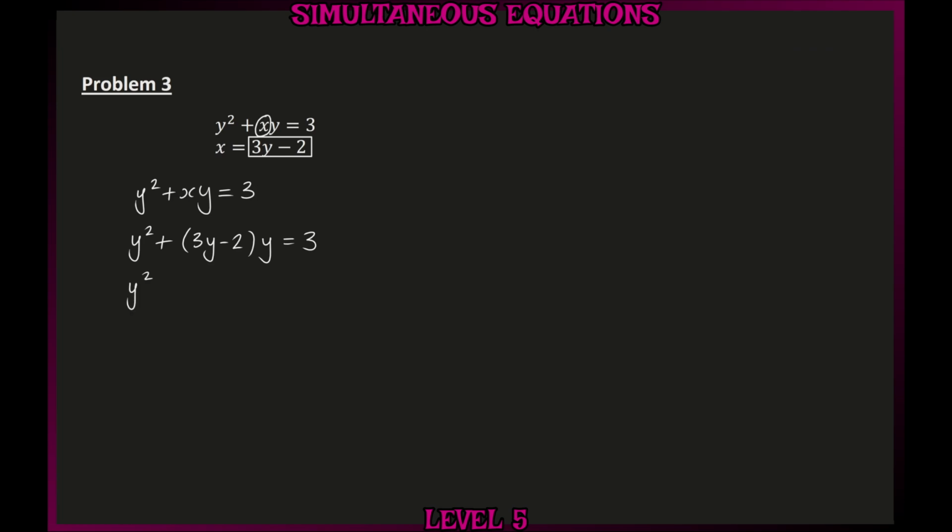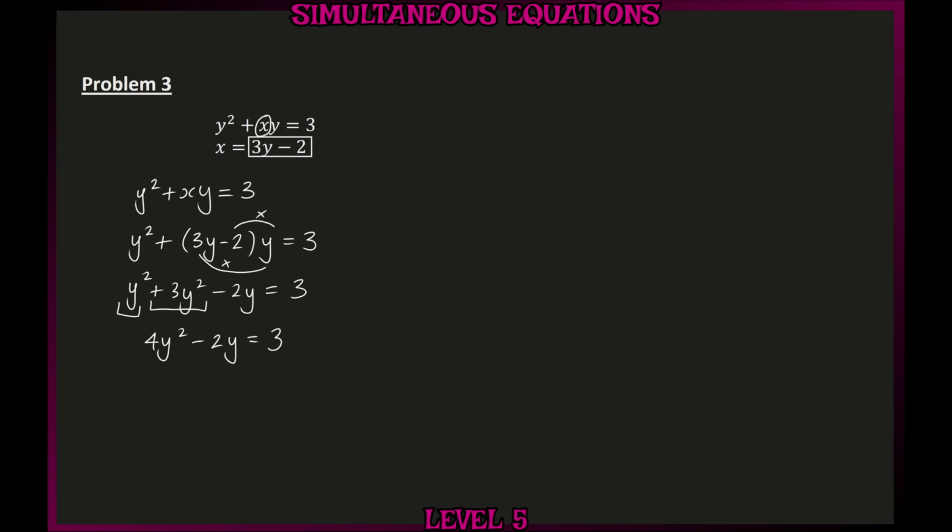So this becomes y squared. We then have y multiplied by 3y, which gives us plus 3y squared, and minus 2 multiplied by y, which is minus 2y, and that's equal to 3. We can now tidy up the left-hand side by collecting together the like terms, and y squared plus 3y squared gives us 4y squared. So we have 4y squared minus 2y is equal to 3.